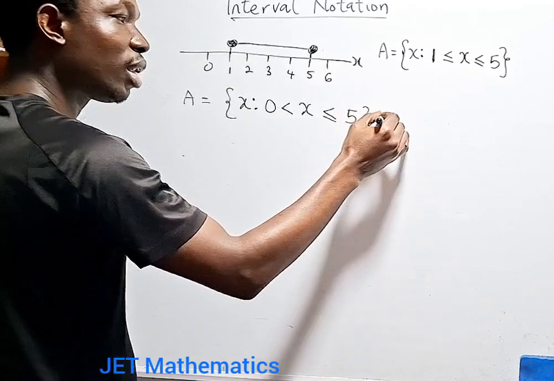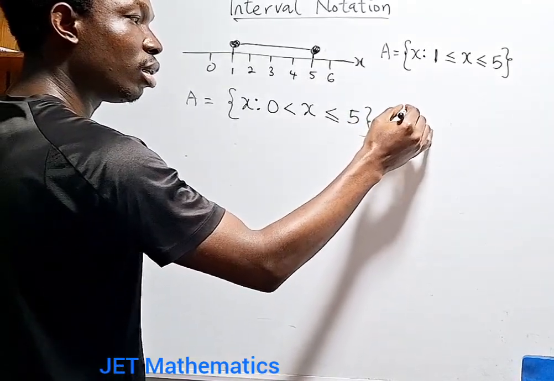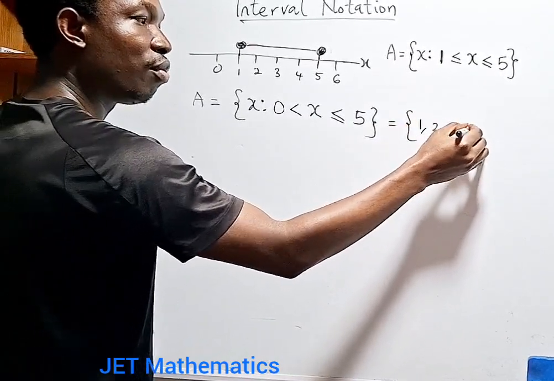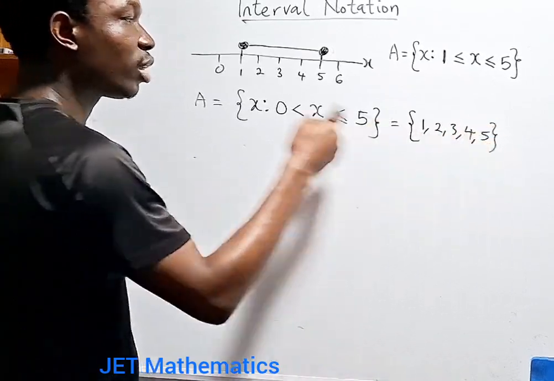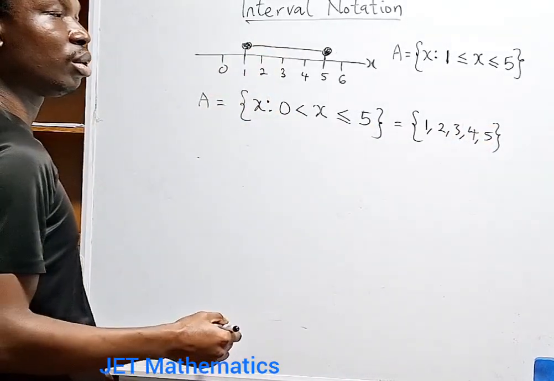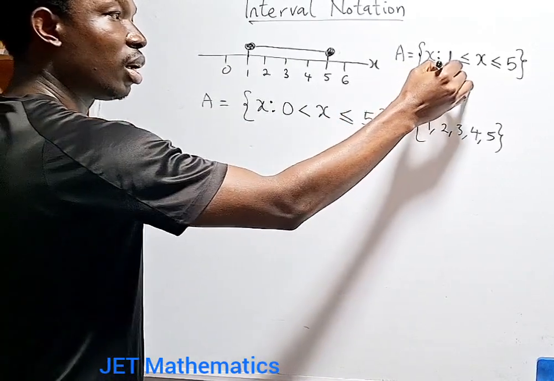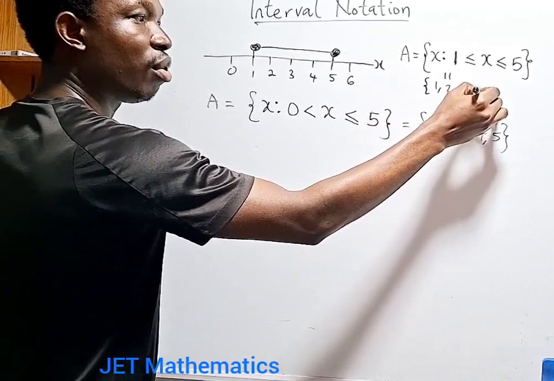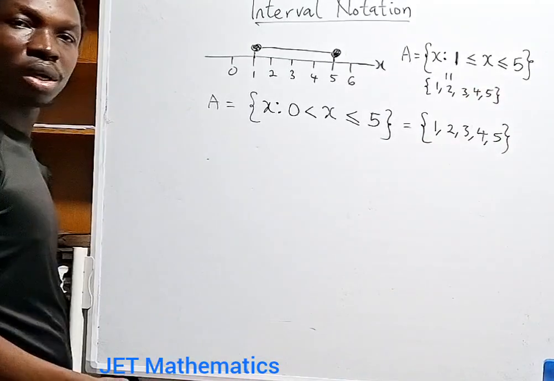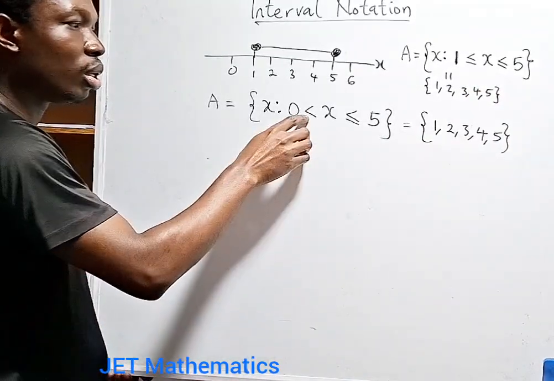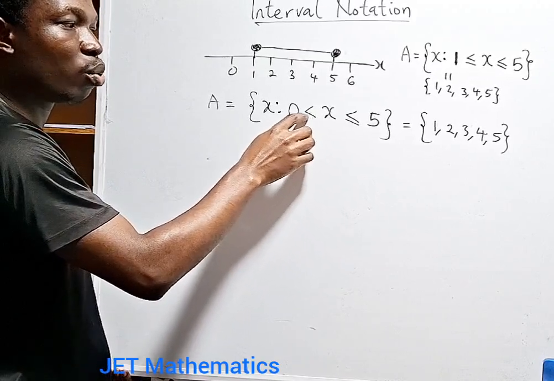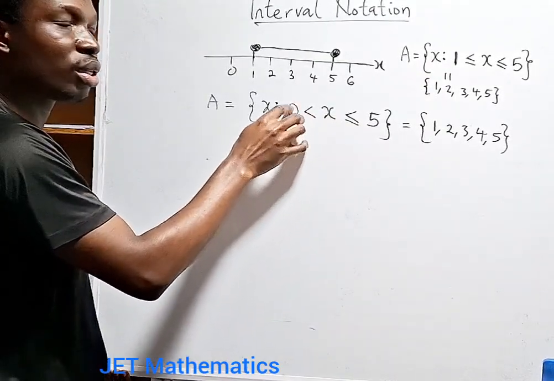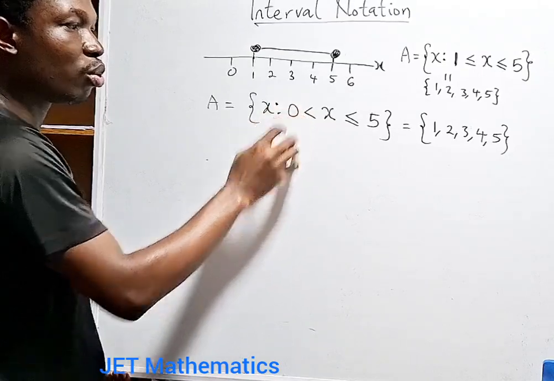So we'll have numbers like this, starting from 1, 2, 3, 4, 5, just as we have it here. This is the same thing as 1, 2, 3, 4, 5. So the equal to line that is not here makes 0 not inclusive.